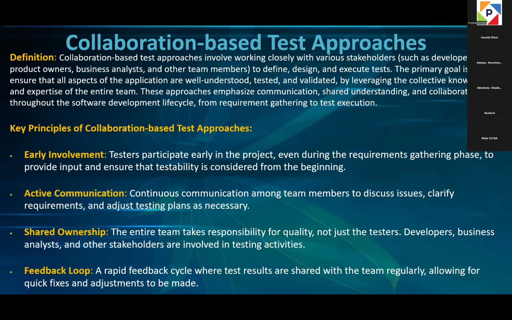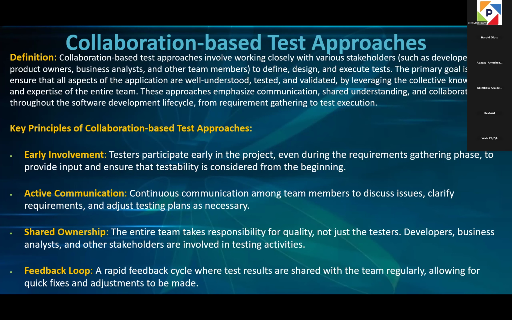Okay. The feedback loop, which is very important: a rapid feedback cycle where test results are shared with the team regularly, allowing for quick fixes and adjustments to be made, which is very key. So we make the feedback loop as important as it could be, so that we will know where we are and how to tackle things when things go south. Okay.